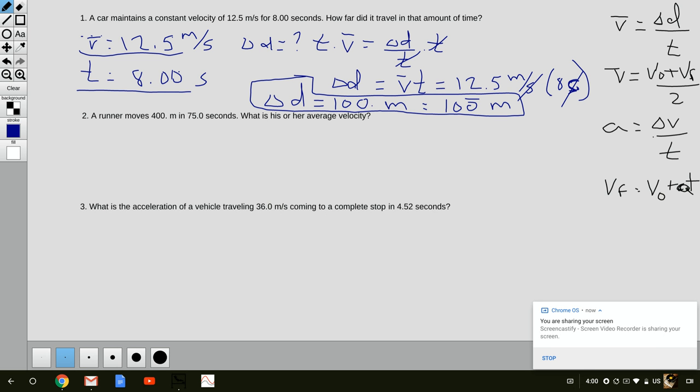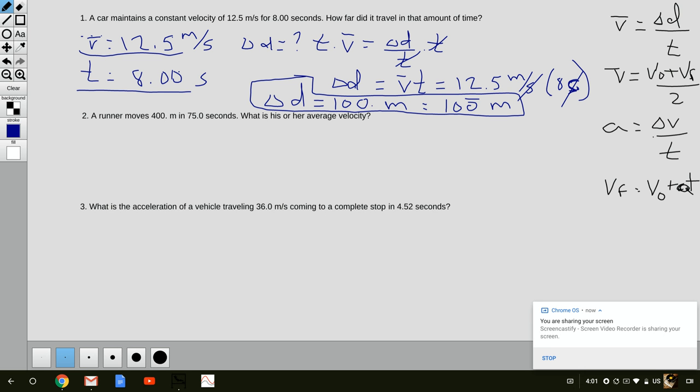Always put a box around the answer you want me to grade. Make it easy for me to find it. Now, let's take a look at the second problem. A runner moves 400 meters in 75.0 seconds. What is his or her average velocity?